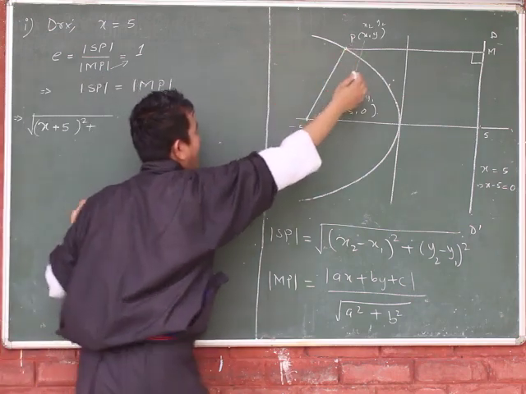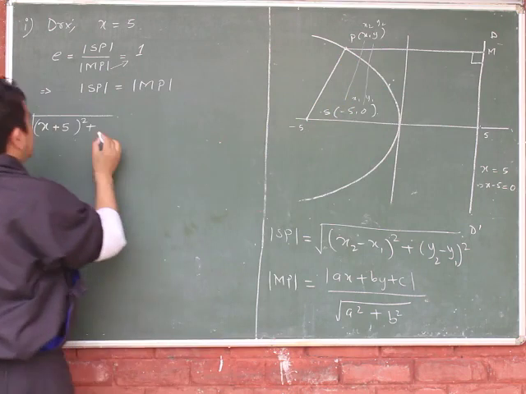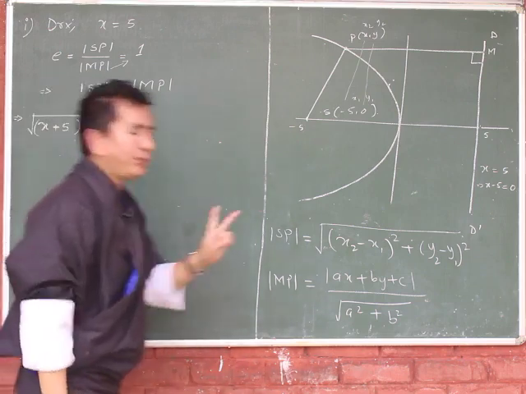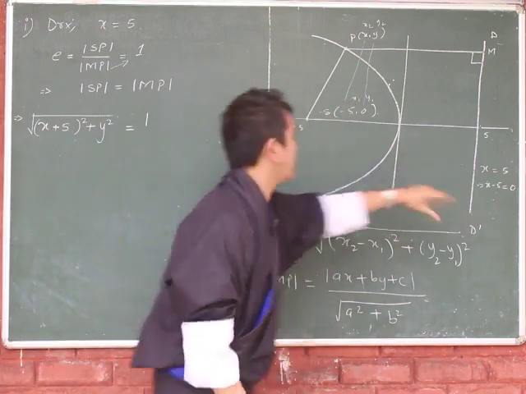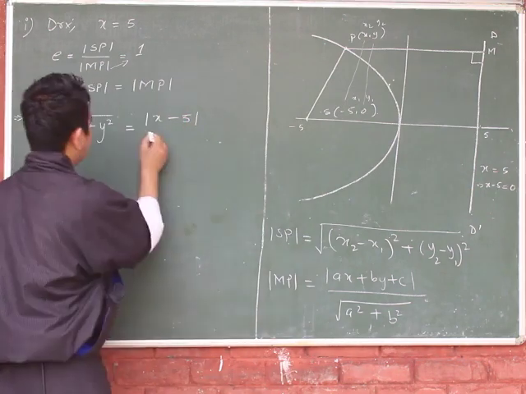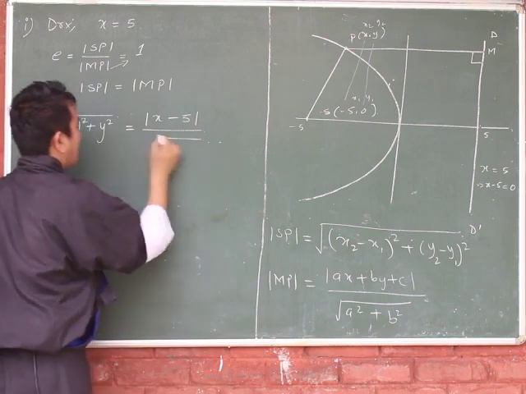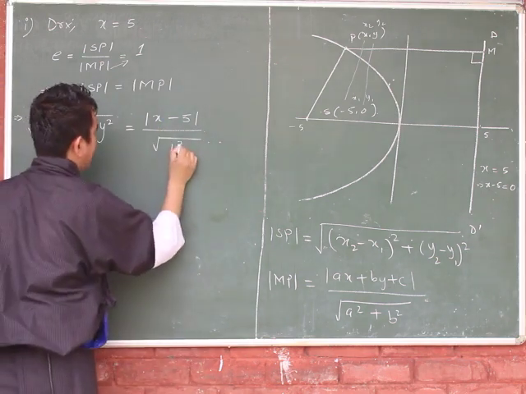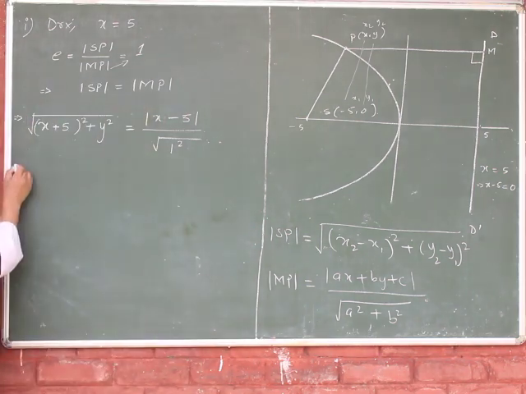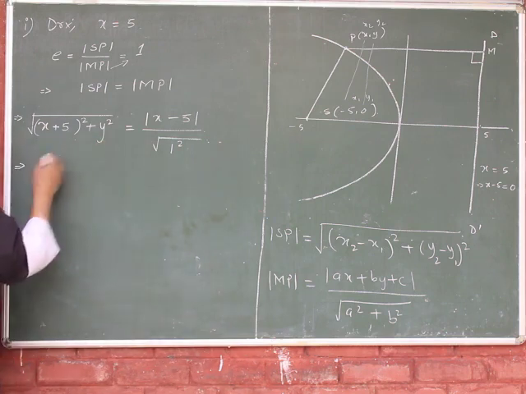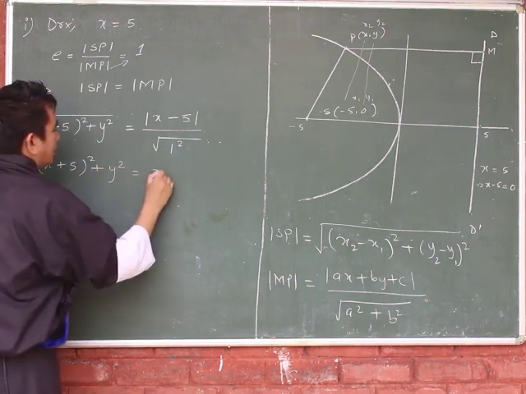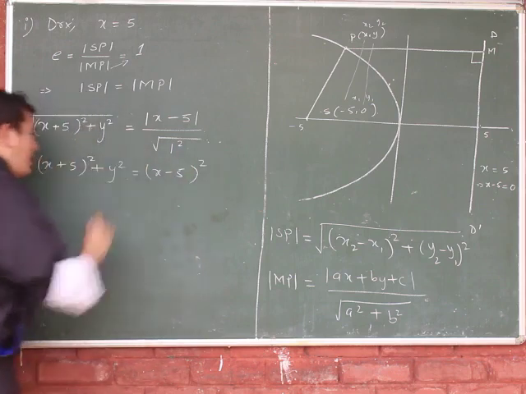Then we have y minus, please join these 2 points, y minus 0, 0 no need, which is y squared, is equal to, and the perpendicular distance is made by the directrix. So we have modulus of the equation of directrix, please substitute, divided by root of, what's the coefficient of x here? 1. It becomes 1 square, 1 square is 1 only, square root of 1 is also 1. Let me square on both sides, just to remove this root. Squaring on both sides, we have (x plus 5) whole square plus y square is equal to (x minus 5) whole square.